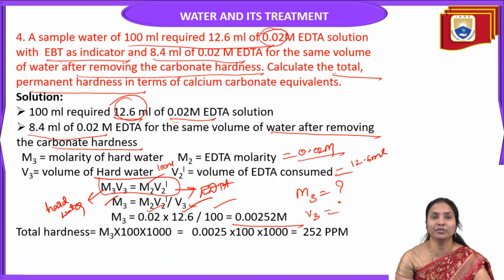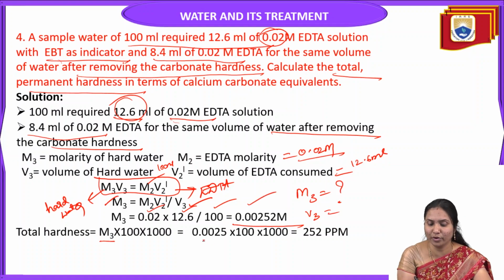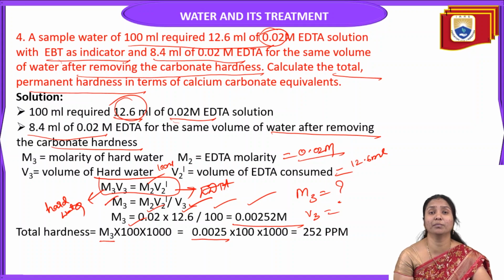Now we can calculate the total hardness. What formula are we using here? Total hardness = M3 x 100 x 1000. M3 is the molarity of the given hard water, which we just calculated as 0.00252. We substitute it in this formula, times 100. What is the meaning of 100 here? We convert it into calcium carbonate equivalent. Why do we have to convert all the hardness-causing salts into calcium carbonate equivalent?